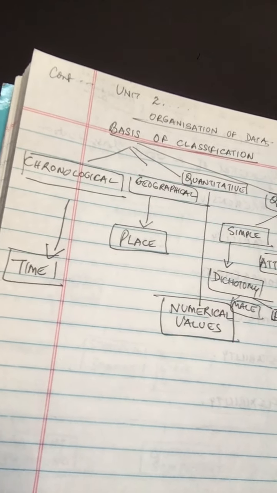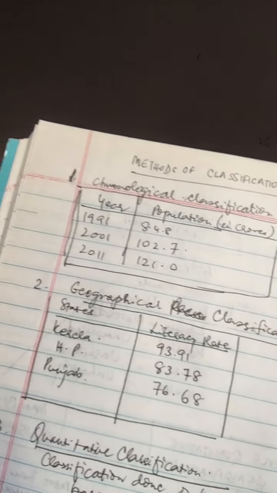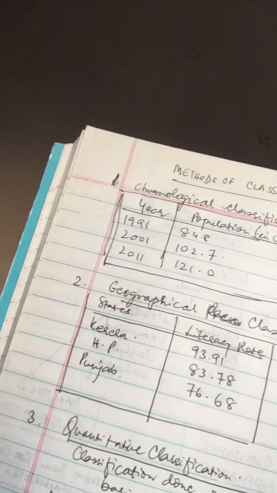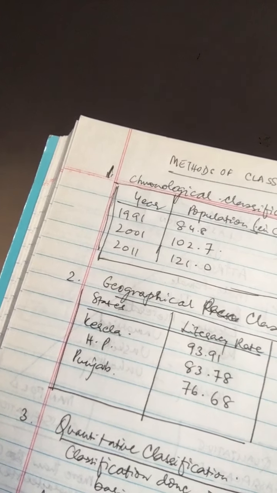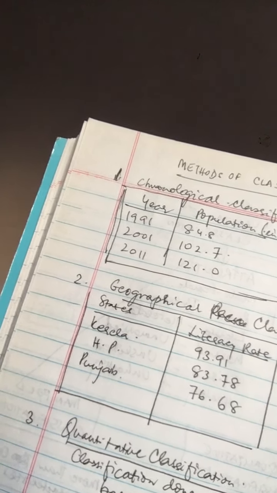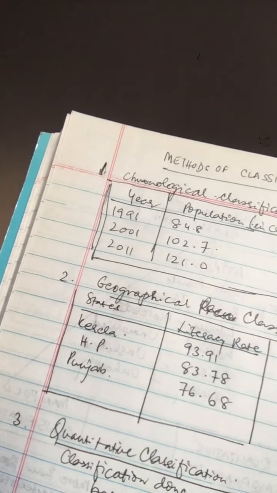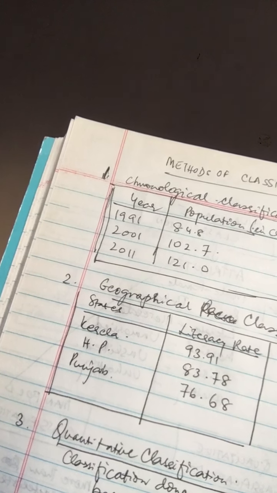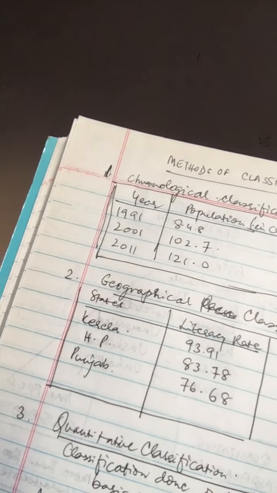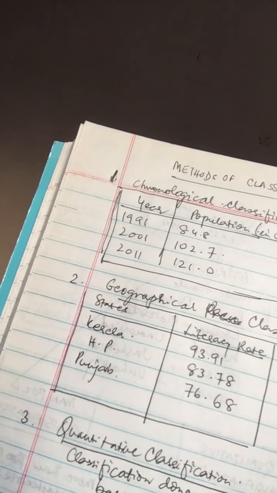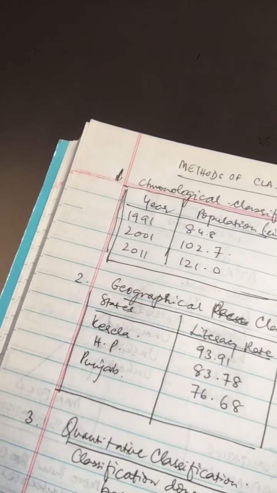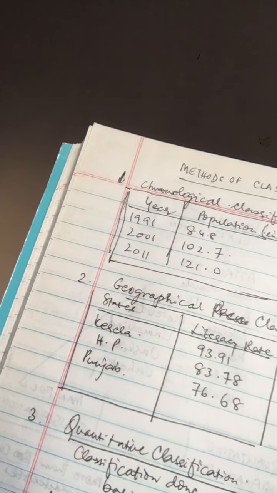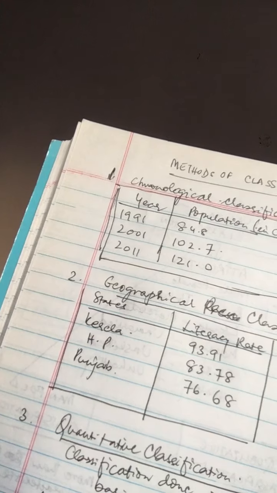All right. Having said that, let me start by giving you examples of each of these. Let's take the chronological classification. Chronological, as I said, shows you the time, say in years. Say we've shown 1991, 84.8 was the population in crores. In 2001, it was 102.7 crores, and in 2011 it is 121.0 crores. So this is what is known as chronological classification.